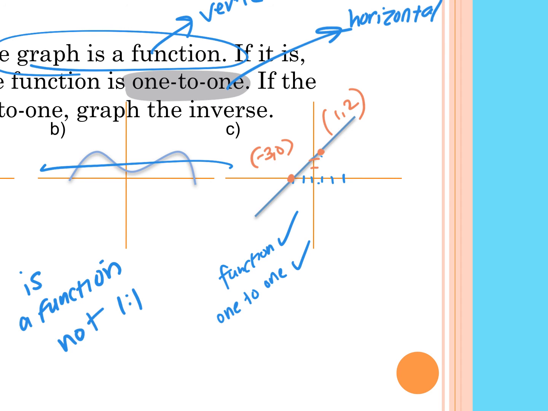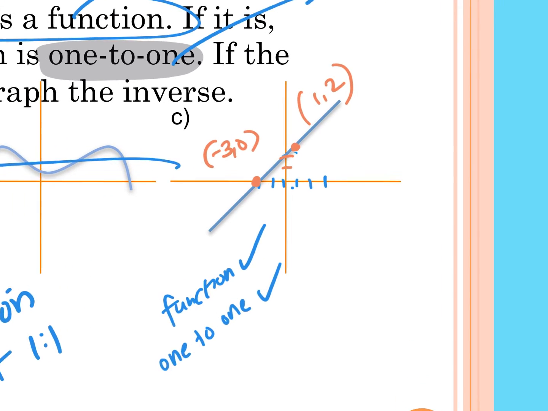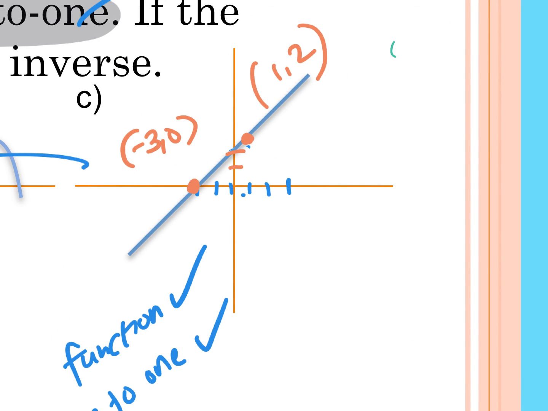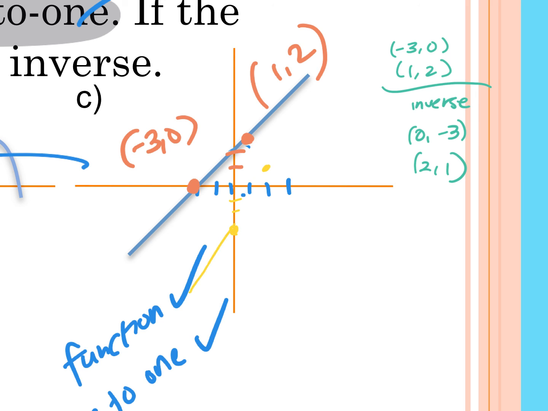What do we do with points to find the inverse? Switch the x and y. So if our original ones are -3, 0, and 1, 2, what's the inverse? 0, -3, and 2, 1. So I go 0, -3, plot a point, 2, 1, plot a point, and I draw my inverse.